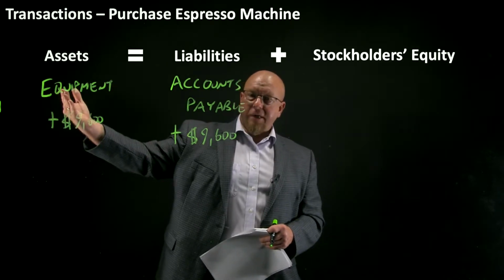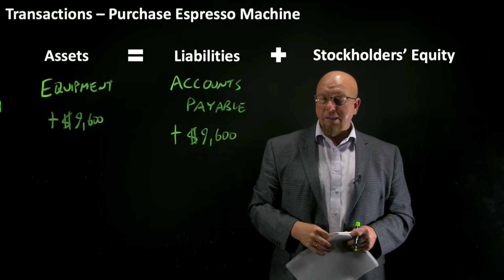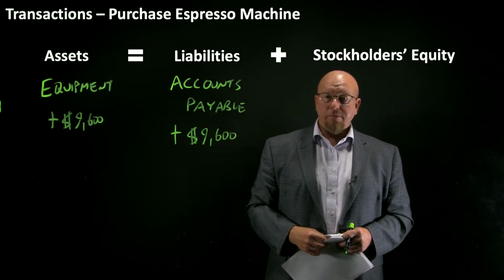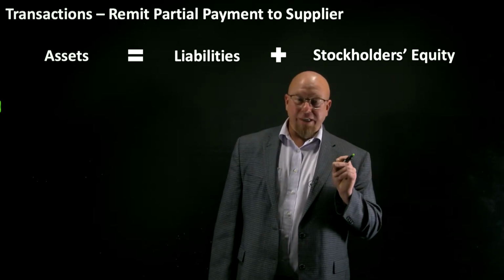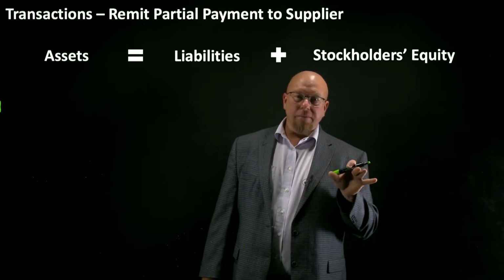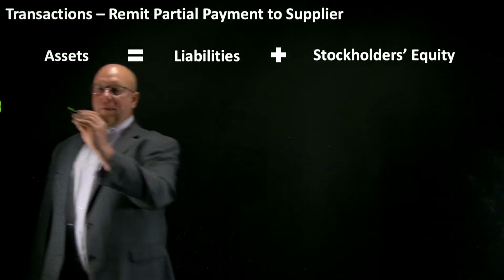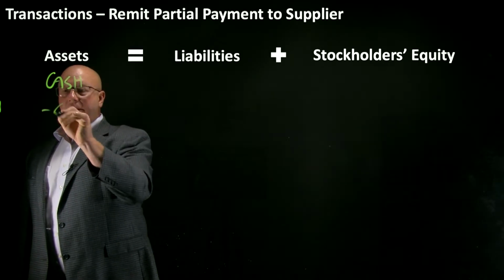Total assets increased by $9,600. Liabilities and owner's equity increases by $9,600, specifically because accounts payable is now bigger. It was really nice of that supplier to extend us credit for the espresso machine, but they're going to want some payment. Now, maybe in this case we don't pay them in full, but let's pay them $5,000 and start to think about what's happening there.